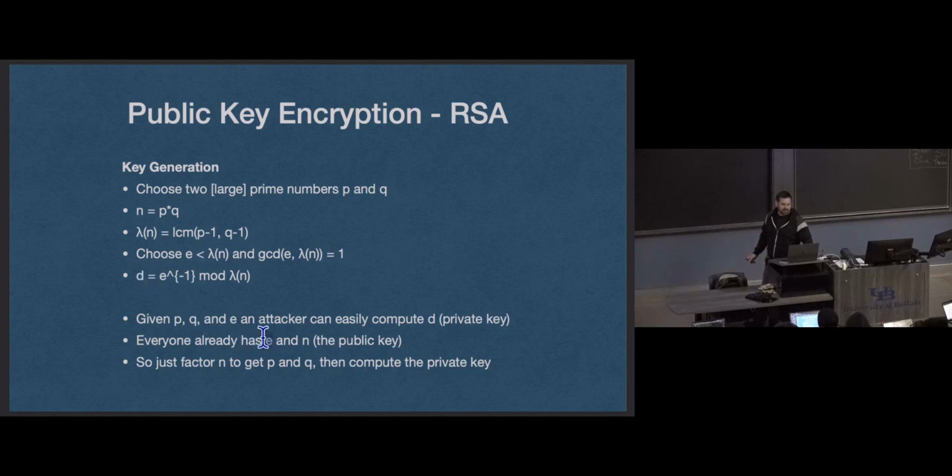They already have E, so check mark on that. All they need is P and Q, and they have N as part of the public key. And N is P times Q. If you factor N into P and Q, you have the private key. All you have to do to break RSA encryption is factor N, and you're done. That's it. You have to factor N.